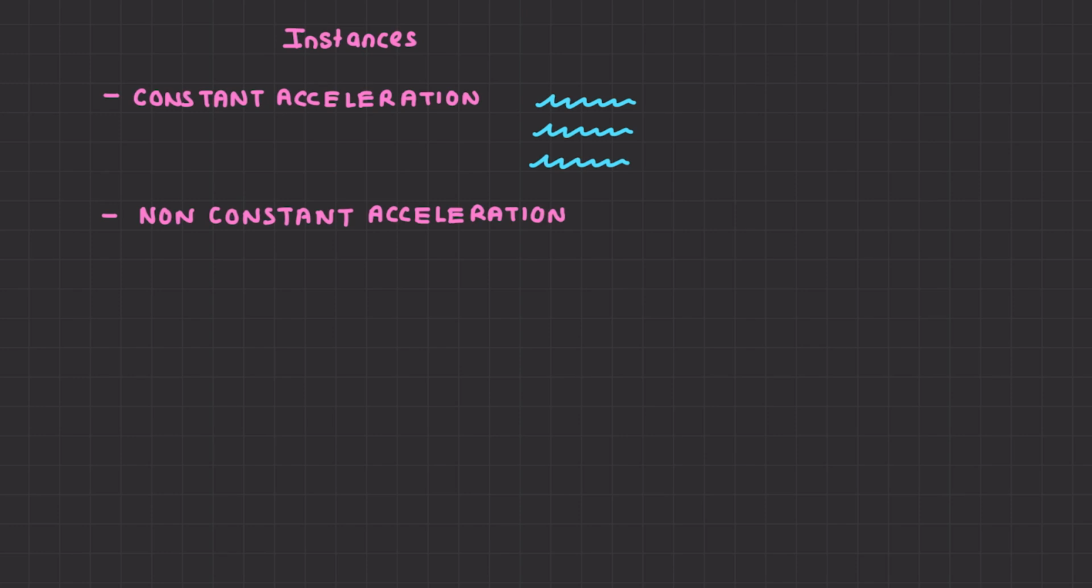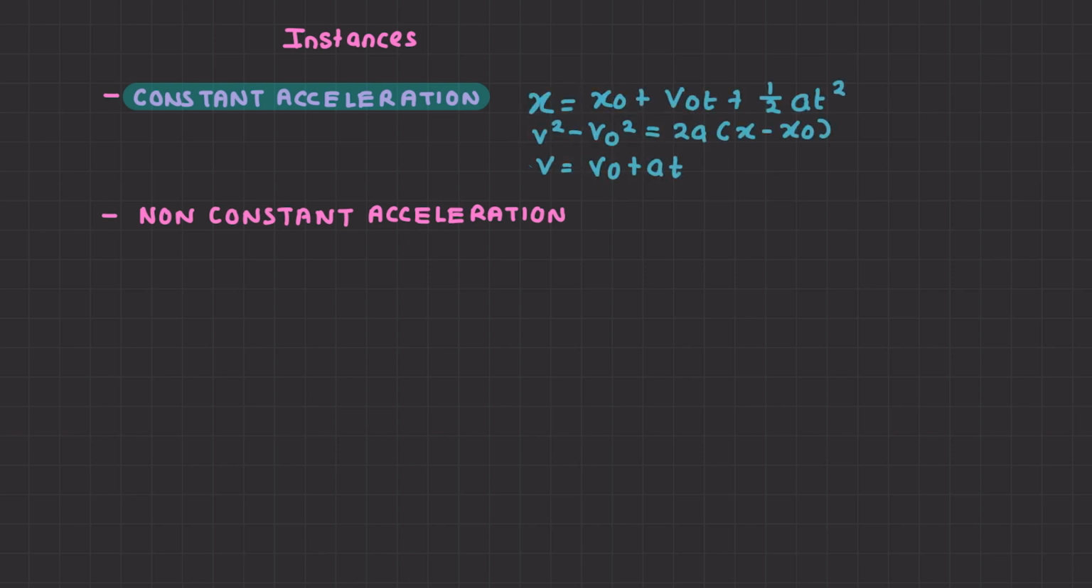We have constant acceleration and non-constant acceleration. When the acceleration is constant, we have to use the equations of motion. Most of you guys are probably familiar with these formulas and how to use them. But if you aren't, that's okay because we'll be going through some practice problems later. Now we're going to cover when the acceleration isn't constant.